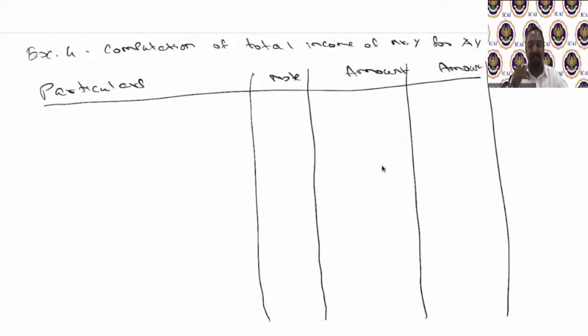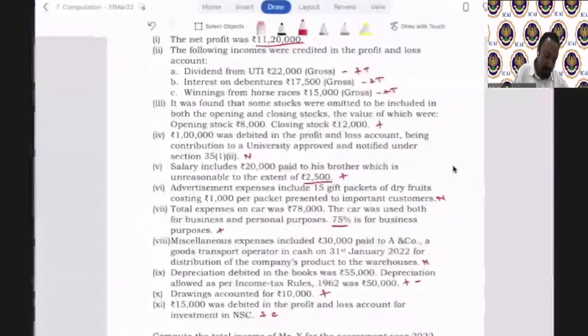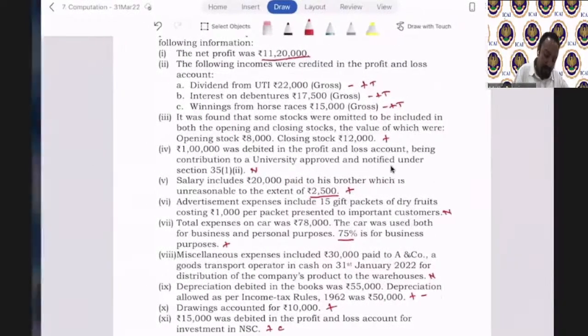If you have multiple heads like 3-4 heads, maybe give a note. If you have only 1 or 2 heads, then straight away compute it. So we'll start with income from business. So we'll start with net profit. So what is your net profit? Net profit is 11,20,000.